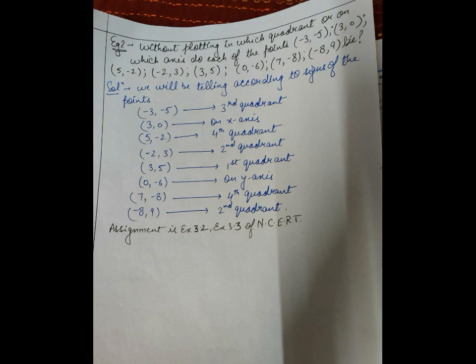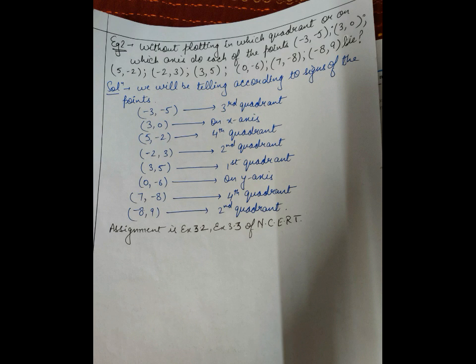Then come to example number 2. Without plotting, in which quadrant or on which axis does each of the points (-3, -5), (3, 0), (5, -2), (-2, 3), (3, 5), (0, -6), (7, -8), (-8, -9) lie? So we will tell according to the signs of these points. That means we will not plot the graph, we will just tell according to the signs.